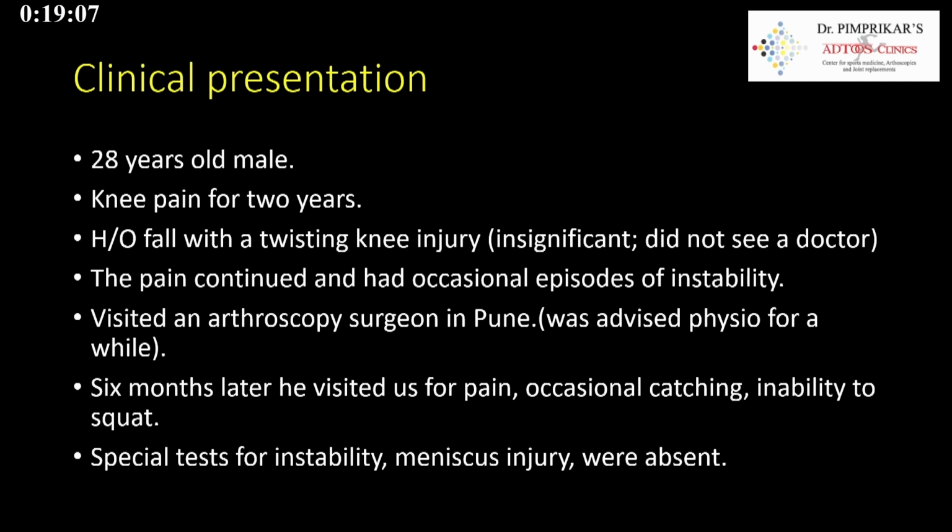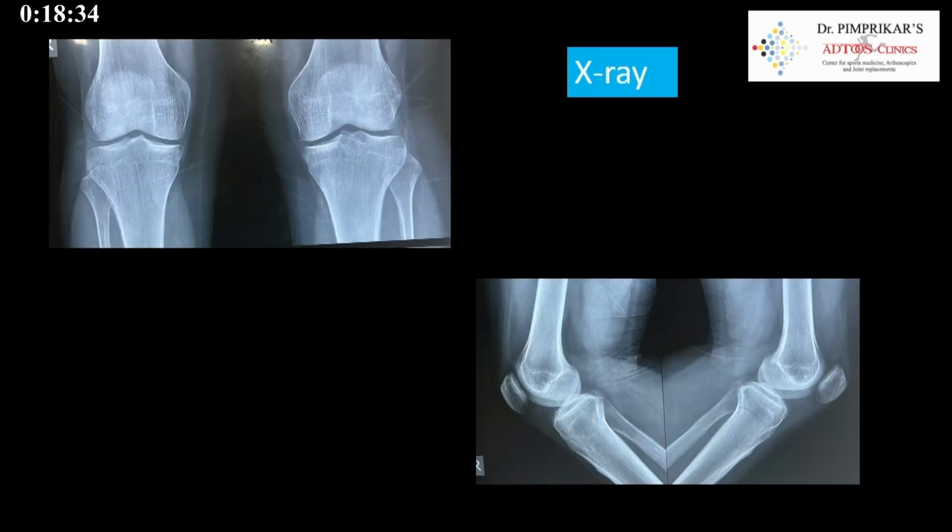He had a history of a fall with a twisting injury, which was insignificant, and he did not see a doctor then. The pain continued and he had occasional episodes of instability too. He visited an arthroscopy surgeon in Pune and was advised physio for a while, to come back if he didn't improve, and then a further call would be taken. Six months later, since he happened to be close to my hometown, he visited me with pain, occasional catching, and inability to squat, and all the special tests for instability and meniscus injury were absent in this patient.